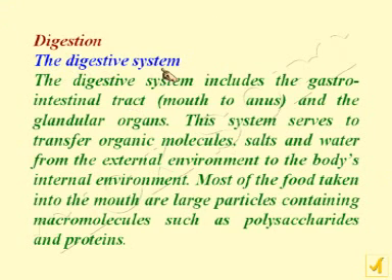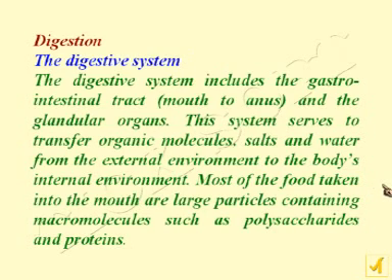The digestive system includes the gastrointestinal tract, that is mouth to anus, and the glandular organs. This system serves to transfer organic molecules, salts and water from the external environment to the body's internal environment. Most of the food taken into the mouth are large particles containing macromolecules such as polysaccharides and proteins. So our digestive system starts from the mouth to the anus, and includes the gastrointestinal tract and the glandular organs also.